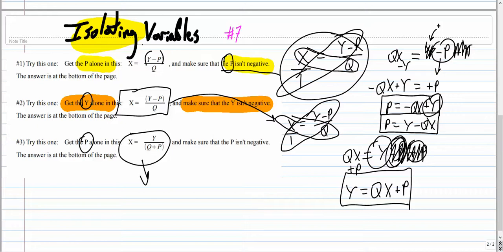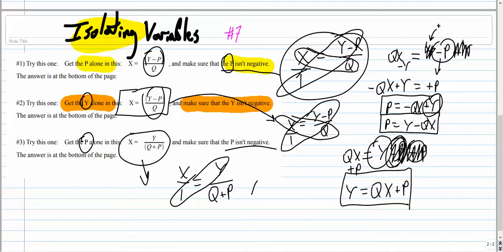Going for the p alone again here and make sure it's not negative. A little different here is I put the 2 different variables on the bottom. I didn't do that for these other 2. So when we cross multiply, we get y equals, and then we've got x times q plus p. And I'm going to leave it just like this. I could multiply the x by the q and the p, but I don't think that helps me out right here.